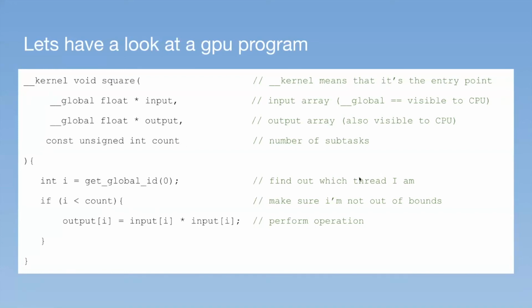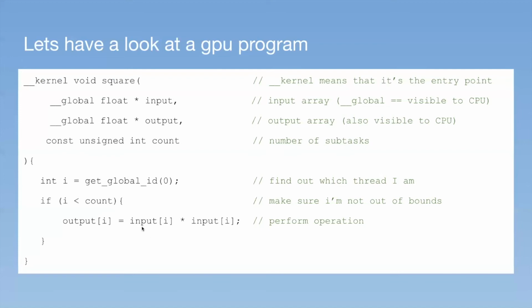The first thing you need to do is, because this function is called like 1,000 times, you need to know which of those 1,000 threads you are, okay? So this function get global ID is going to tell you which of the threads you are. And then in this if statement, we do a quick sanity check. We make sure we're not going out of bounds on our memory. And then finally, we actually do this operation.